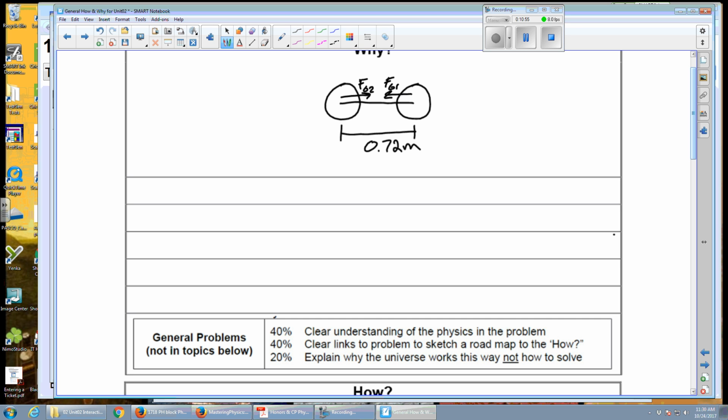What do I know about those two forces right away? They're equal. How do I know they're equal? Forces always come together. The forces must be equal since forces always come in pairs.